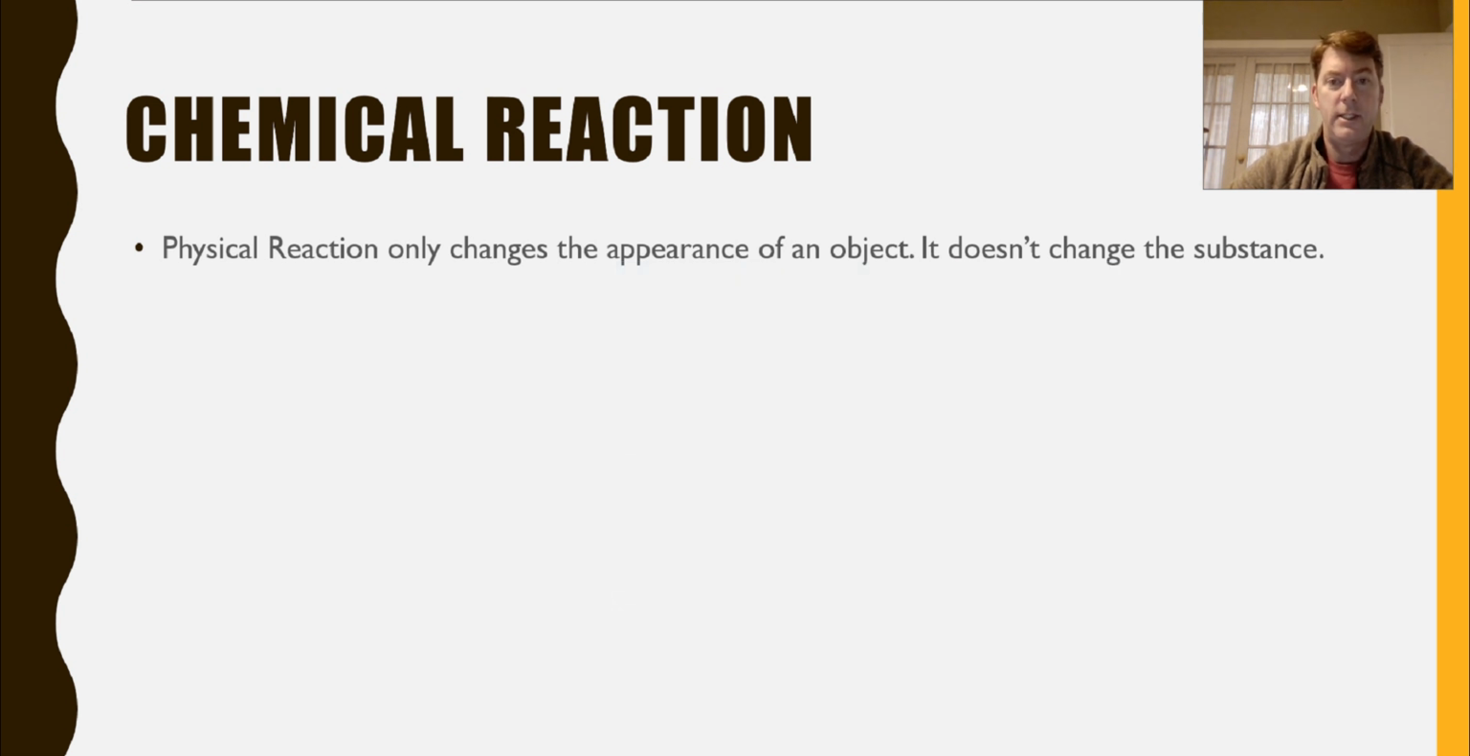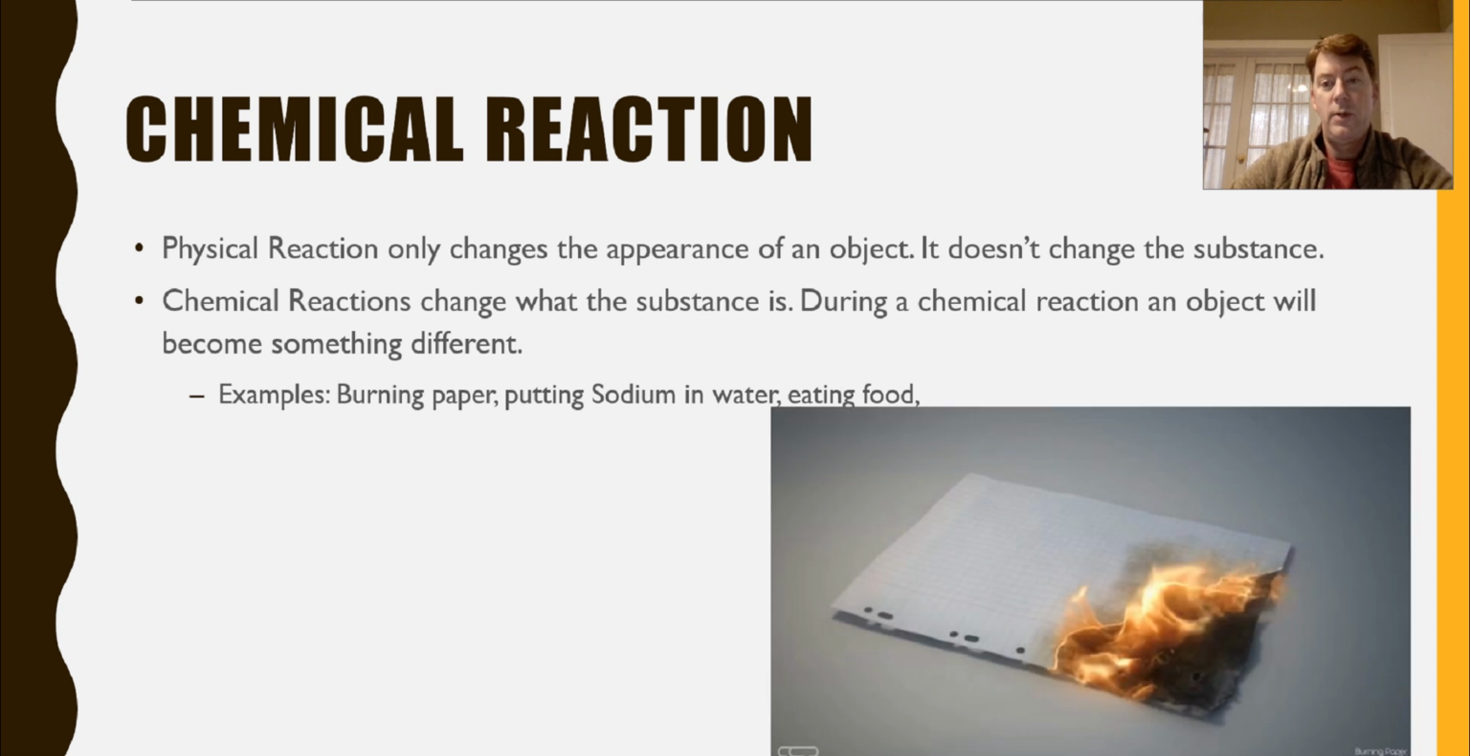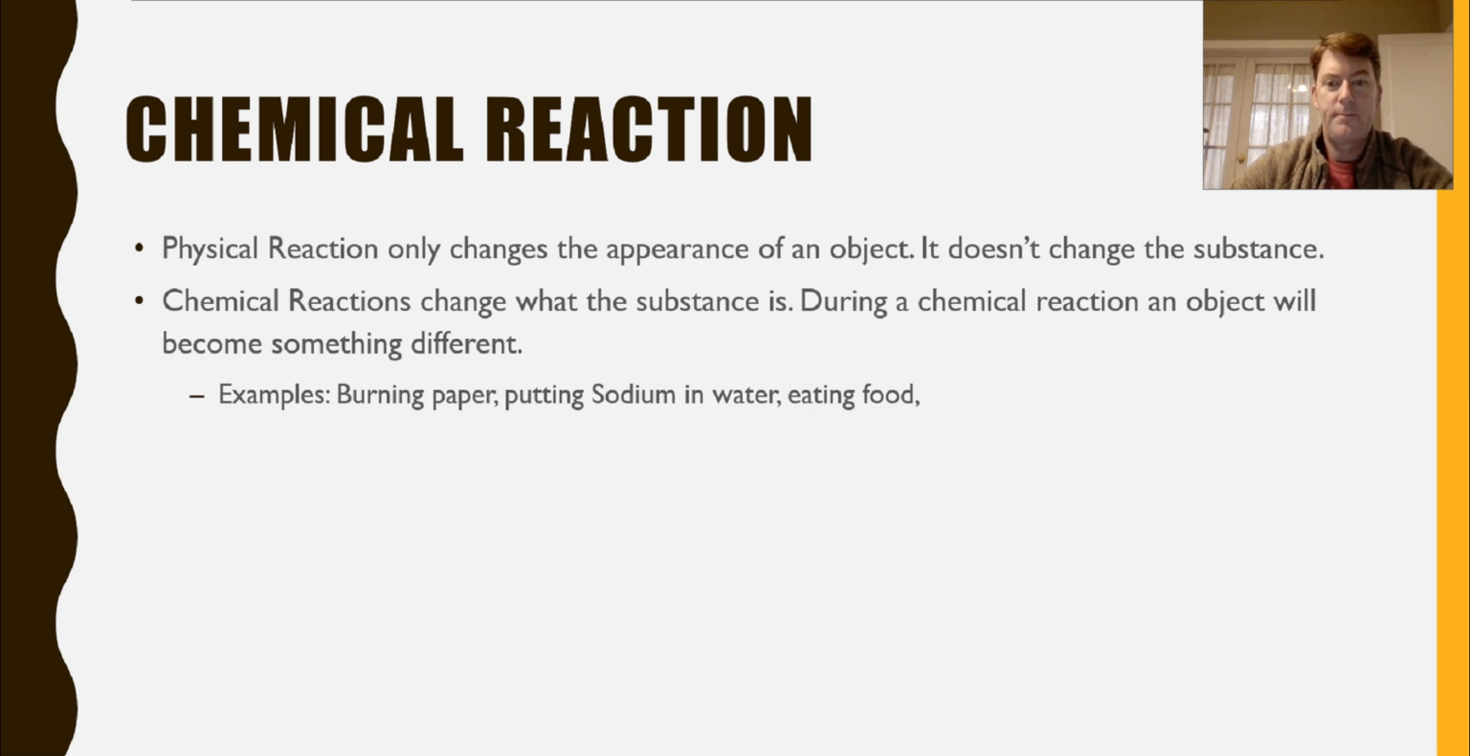Now, a chemical reaction is going to change what the material is. It's going to change the substance. So during a chemical reaction, you're going to be creating something new, something different that wasn't there before. So things are changing what they are. A good example is burning paper. So as the paper burns, what's left behind, the black ashy part, is not the same material. It crumbles, it's brittle, it doesn't have the strength that paper does to hold together. So all these properties are different because it is a different substance.